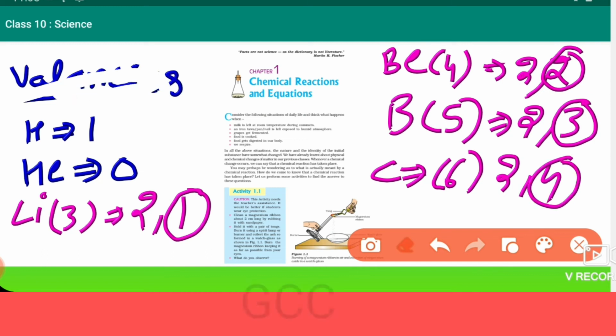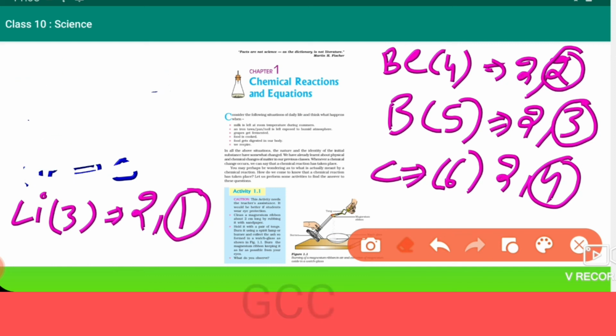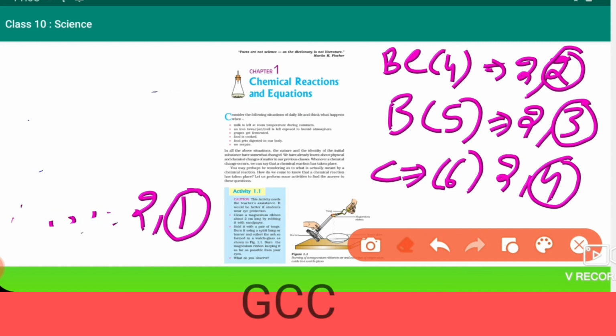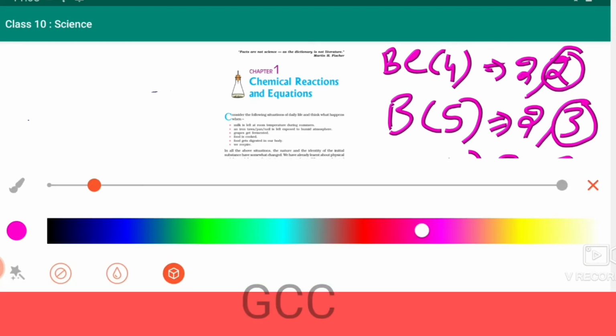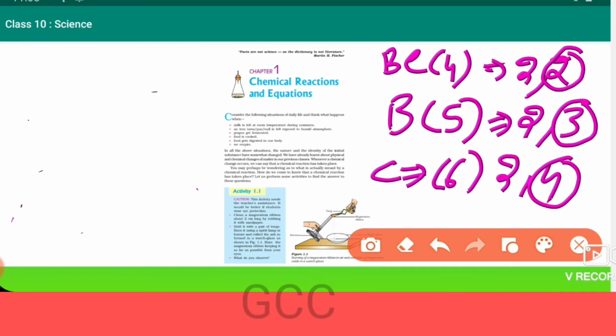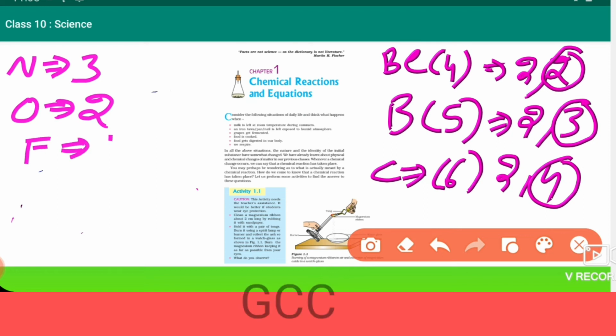Like this way we should know the valencies, and we can find valencies through the atomic number, and in the atomic number we should see the configuration, and in the configuration we have to see the electrons present in the valence shell. Similarly, nitrogen valence is 3, oxygen valence is 2, fluorine valence is 1, neon valence is 0 because it is fully filled, it is a noble gas.